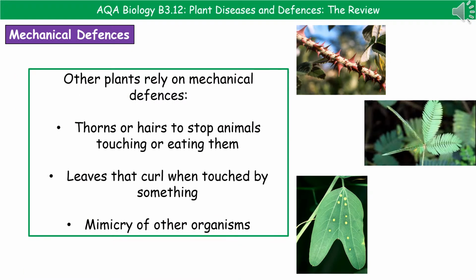The third and final type of defence are the mechanical defences. Now this could be as simple as having thorns or hairs on the outside in order to stop animals touching or eating them and thereby prevent them damaging them. Or it could be something that's a little bit cooler. In the UK woodlands we've actually got a lot of these plants called mimosa. So if you wander through a woodland you'll see them, they're in the middle there on the right hand side. And what makes these plants so cool is that if you touch their leaves, then they actually fold up.